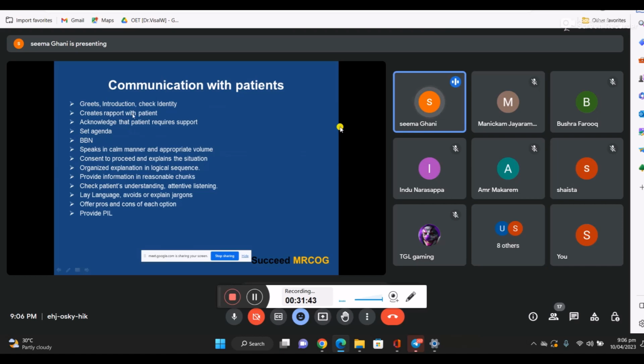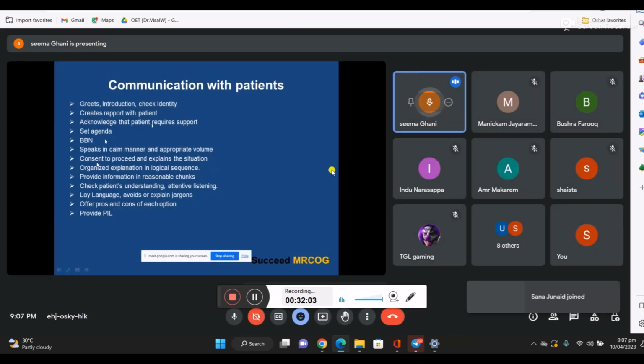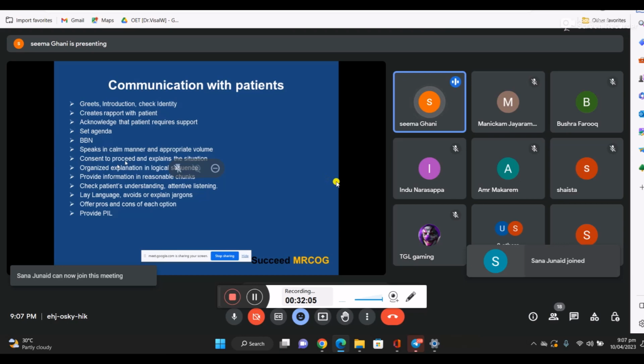You check the identity, you make a rapport. But again, you have acknowledged that the patient requires support and is anxious, so you have to break the bad news early, and then go on to information gathering. Meanwhile, I have no objection with your speaking; you speak in a very calm manner, and you take consent to proceed after breaking the news, and you give all the explanation in simple language.